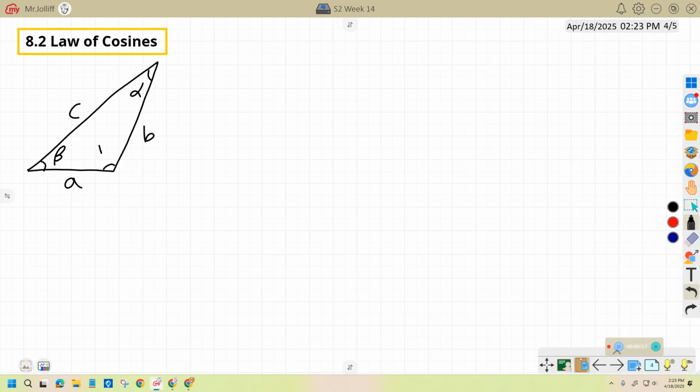Why do I all of a sudden have a weird... I can't draw this thing? Oh, because I was going in the wrong direction, that's why. Okay.